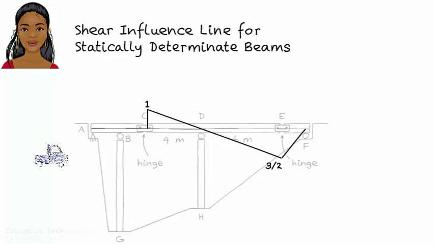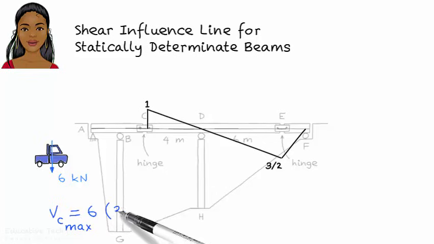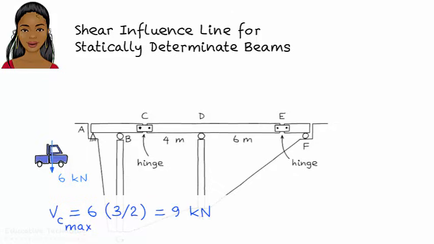For example, if the moving vehicle exerts a force of 6 kilonewtons on the bridge, then maximum shear at C equals 6 times 3/2, or 9 kilonewtons. So the hinge at C needs to be designed for a maximum shear force of 9 kilonewtons.